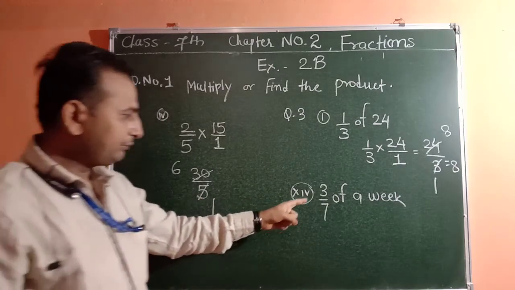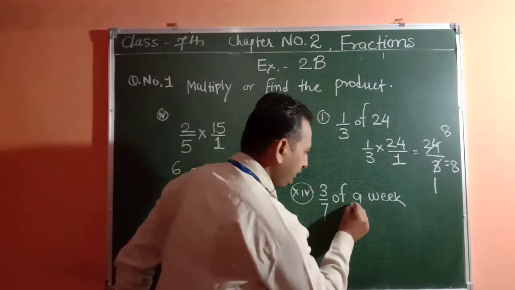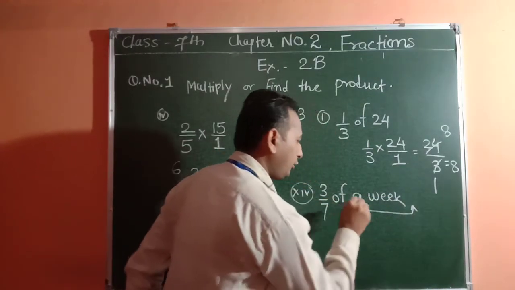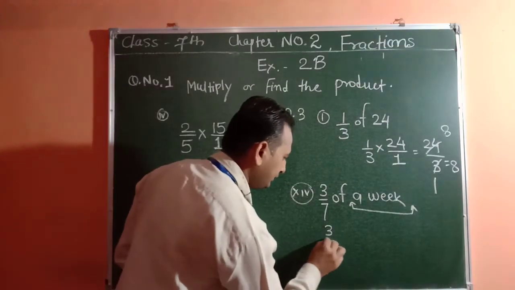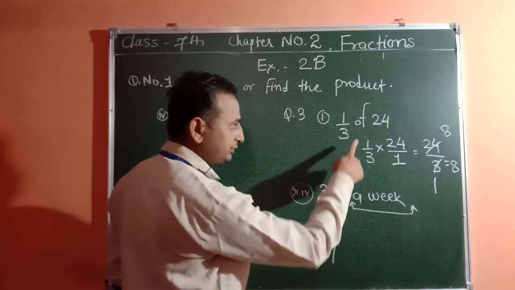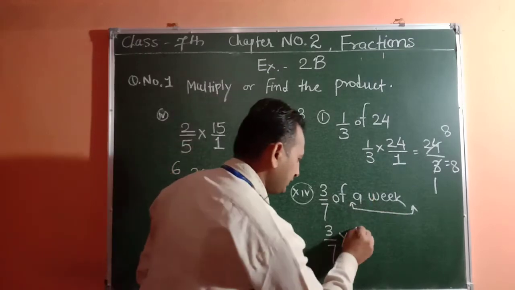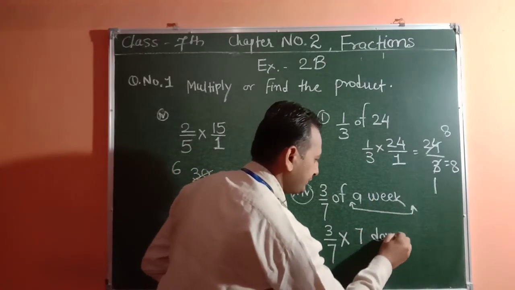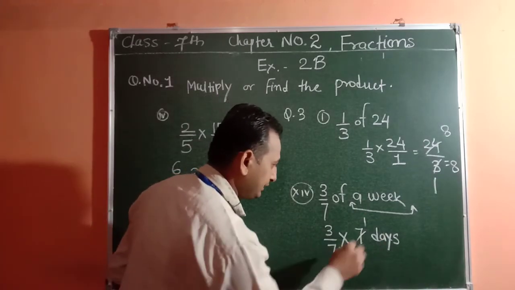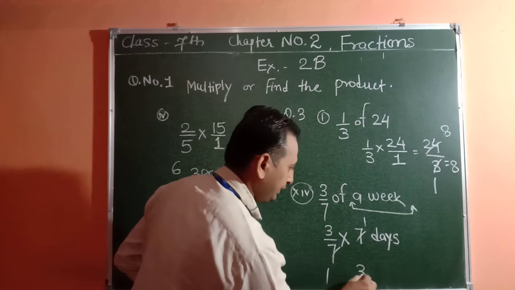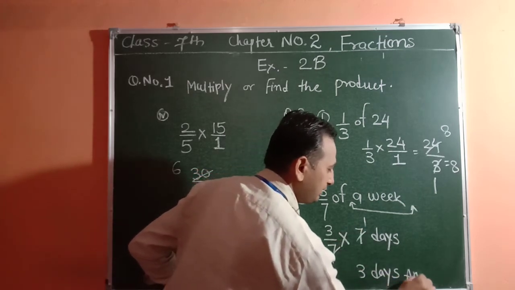Now the next type of question is 3 upon 7 of a week. How many days are in a week? 7 days in a week, which means you write here 3 upon 7. You know very well that 'of' means multiplication. A week means 7 days. 7 and 7 cancel out: 7 ones are 7. 3 into 1 is 3, so 3 days. This is your final answer.